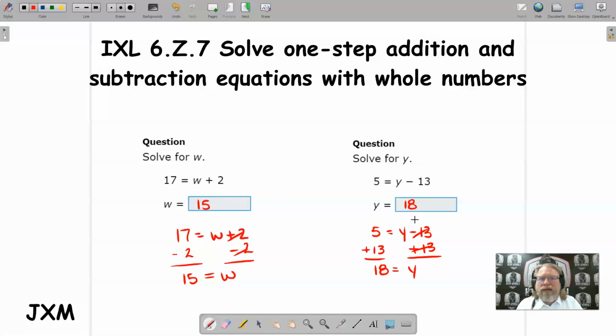Now, if you want to check and make sure, especially once you get up into the higher scores of IXL, you lose more points for missing the more difficult questions. You can always make sure your answer is correct by substituting the answer back into the question, evaluating it, and seeing if it makes a true statement. For instance, 5 equals, and y is 18, minus 13, and 18 minus 13 is 5, so it checks out. So before you ever hit the enter button, you can make sure your answer is correct by substituting your solution back into the equation and seeing if it satisfies the equation. That is to say, you get a true statement that some number equals some number.